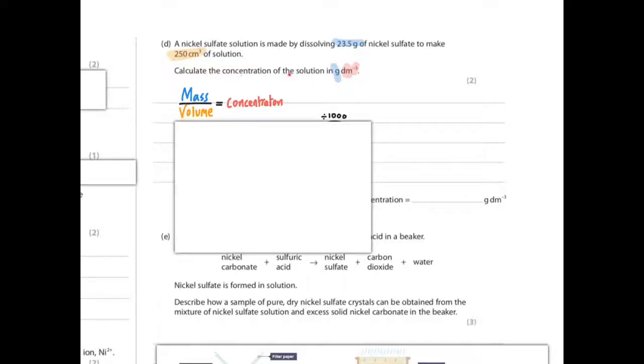It says calculate the concentration in grams per decimeter cubed, not centimeter cubed. That's a bit tricky because you have to do unit conversion. This is a centimeter cubed, where every dimension is 1 centimeter to make a cube, but a decimeter cubed is basically 1,000 of these in a big giant cube, because you have 10.